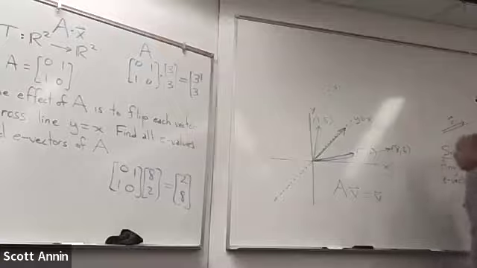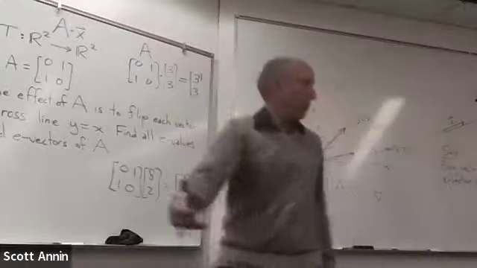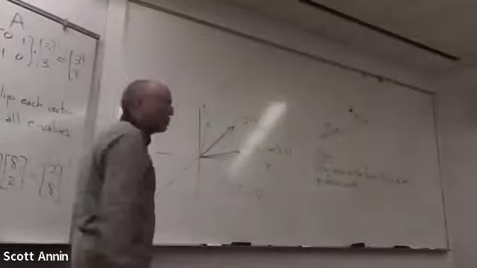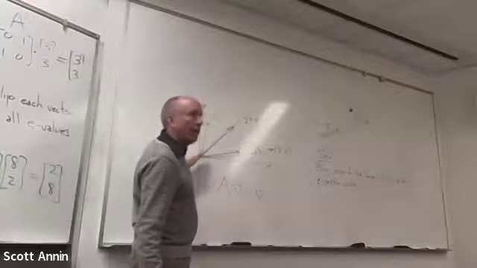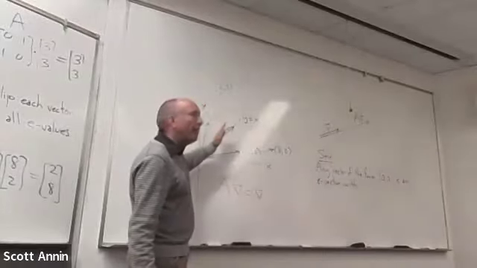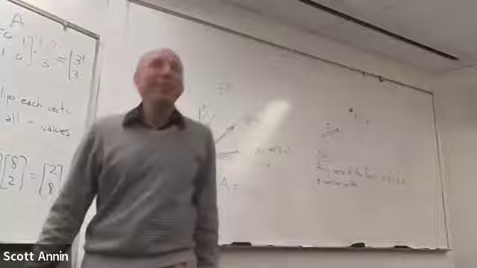And my question then would be, what would be the lambda value? So remember that the lambda value is how much it is getting stretched by. So if I take this vector that's right on that dotted line and it just sits there, then what's the lambda value?